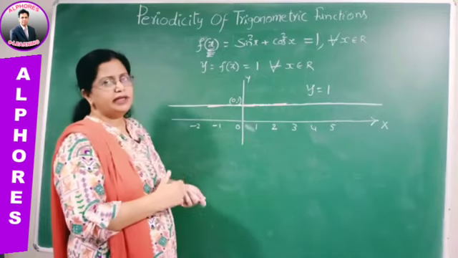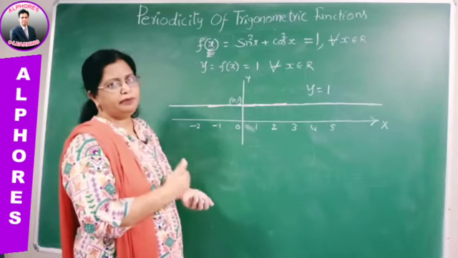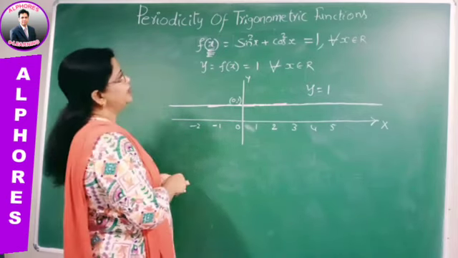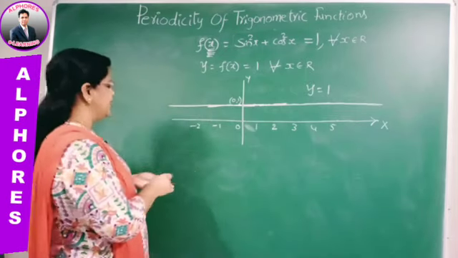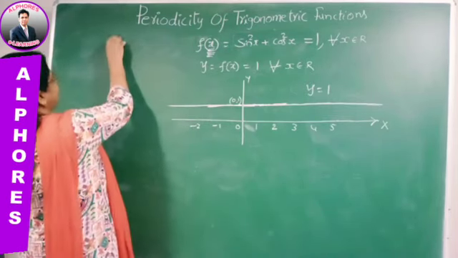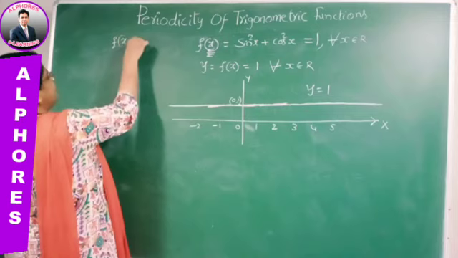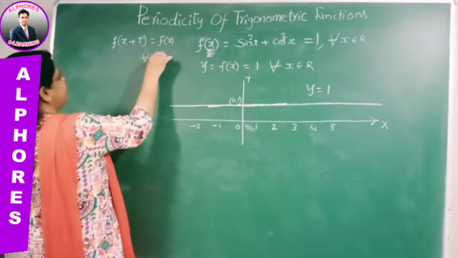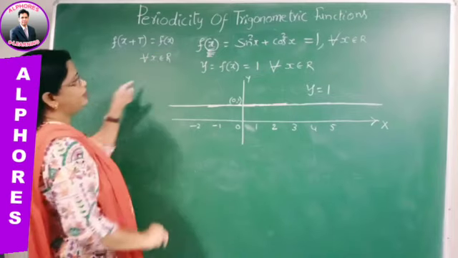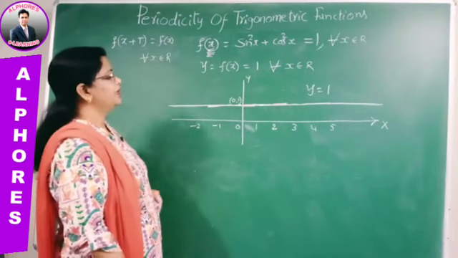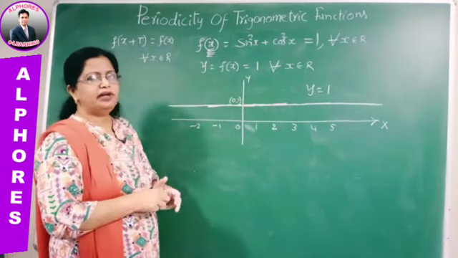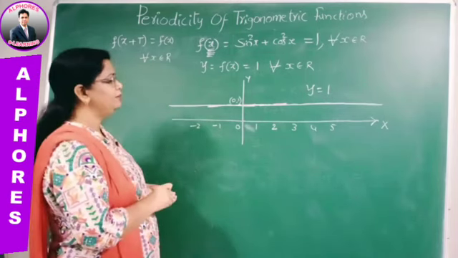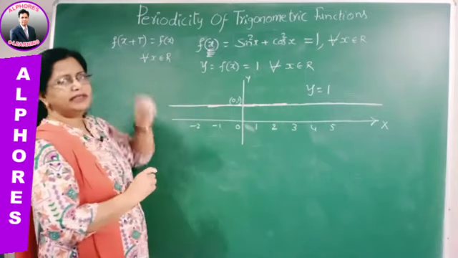Now the question is, what about the fundamental period? Understand, the fundamental period means the least among all the values. So clearly you got the idea, that f of x plus T is equal to f of x for all x belonging to the domain. Here the domain is all the real numbers. Now our interesting question is, what is the fundamental period here? The least among all such values.